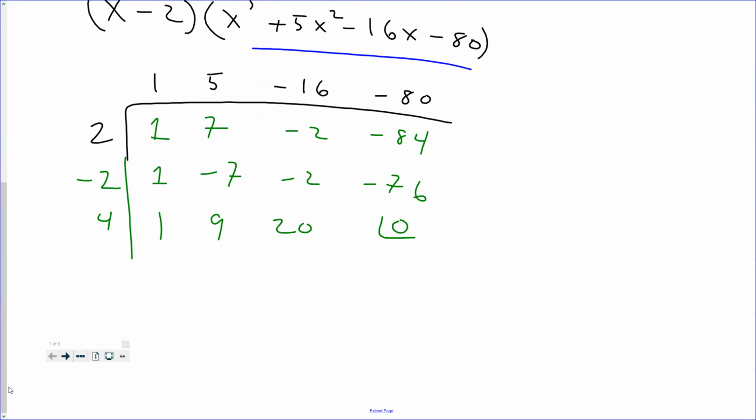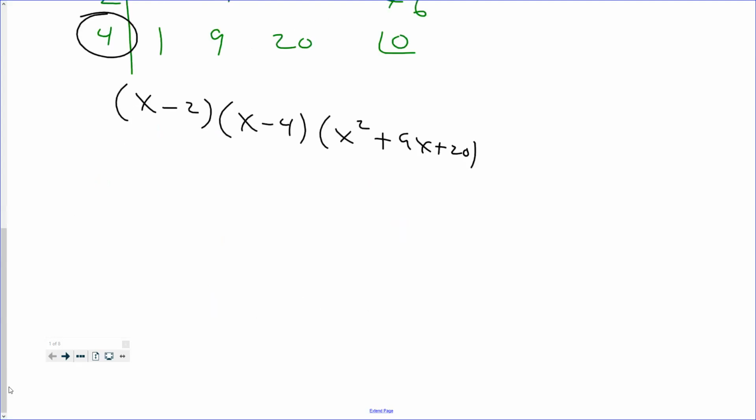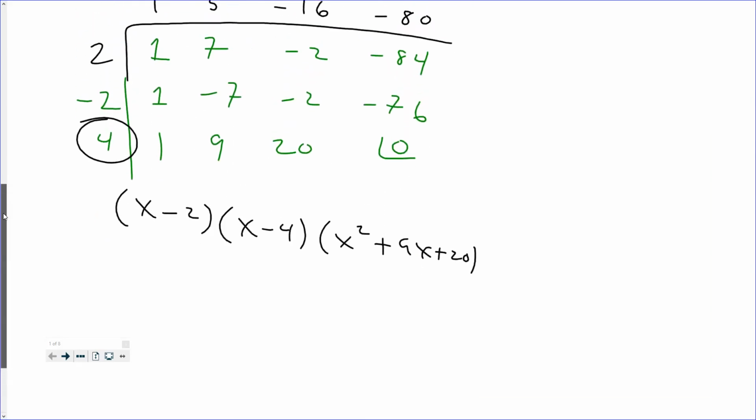Everyone with me? Are we okay? So 4 works. So my previous factor of x minus 2, I'm going to bring that down. My new factor is x minus 4 times x squared plus 9x plus 20. So that's my current factor form that I got from synthetic division.